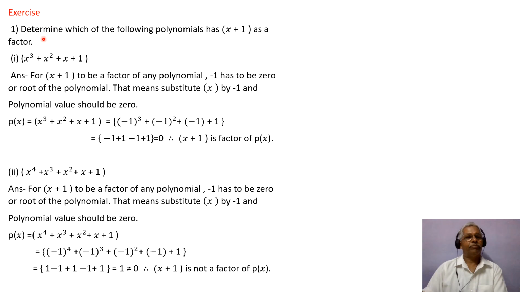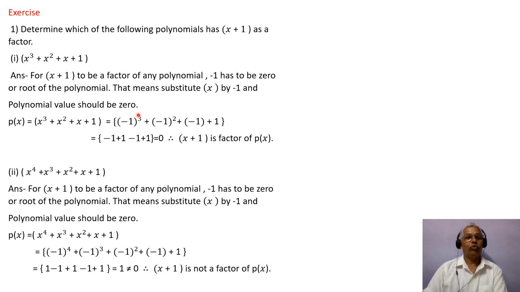So now the exercise. First one, determine which of the following polynomials has x plus 1 as a factor. First one, x cube plus x square plus x plus 1. Answer: for x plus 1 to be a factor of any polynomial, minus 1 has to be the zero or root of the polynomial. This means that you have to substitute x by minus 1 and see the value of the polynomial, and it should be 0.